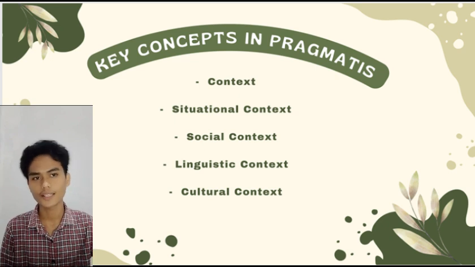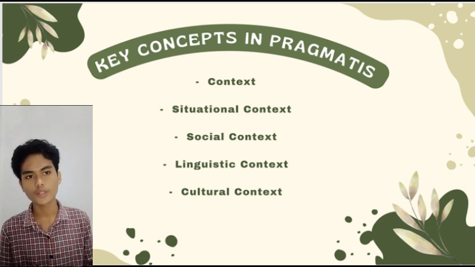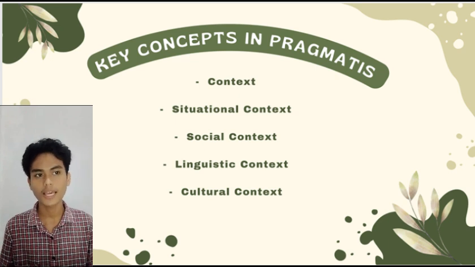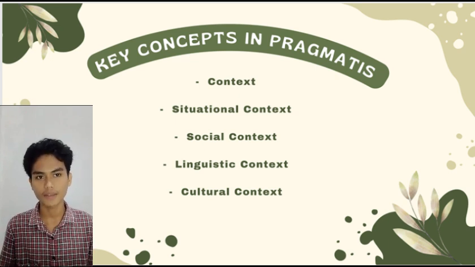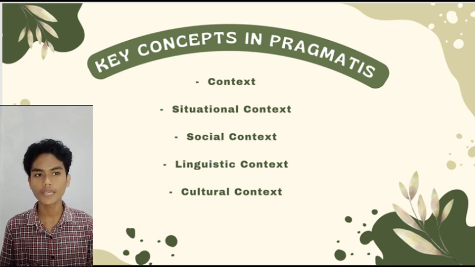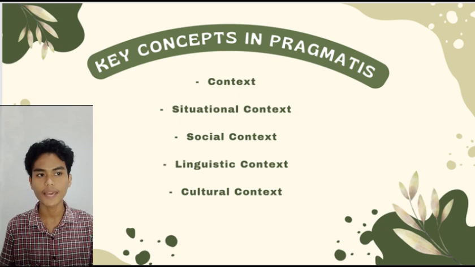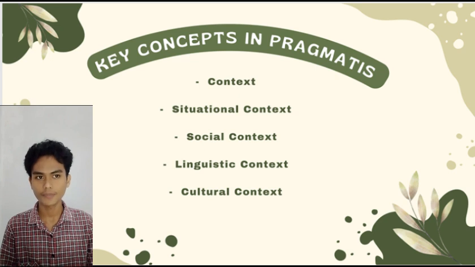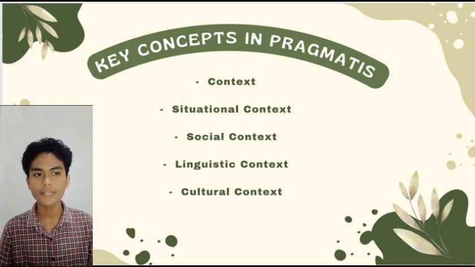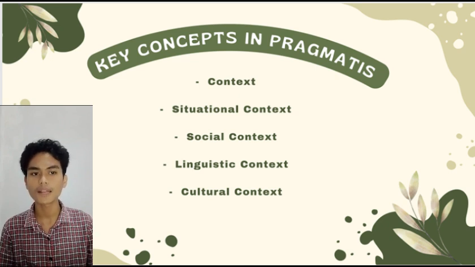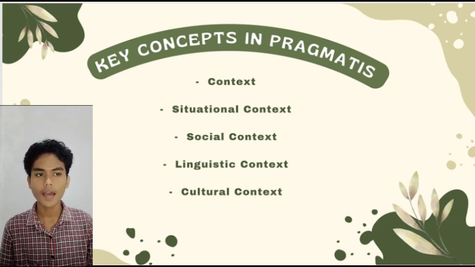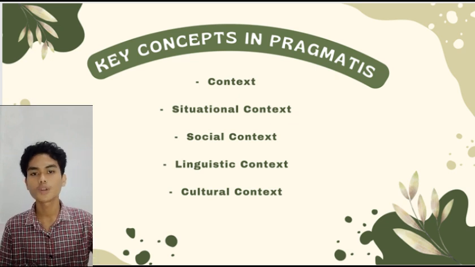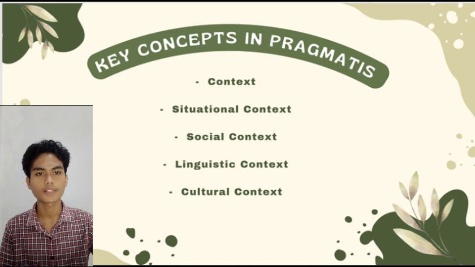The next is social context. Social context pertains to social relationships, status, roles, and identities of communication participants, as well as social norms prevailing within specific communities. This dimension includes aspects such as social hierarchy, level of familiarity between speakers and hearers, social roles of each participant, and social expectations attached to their identities.